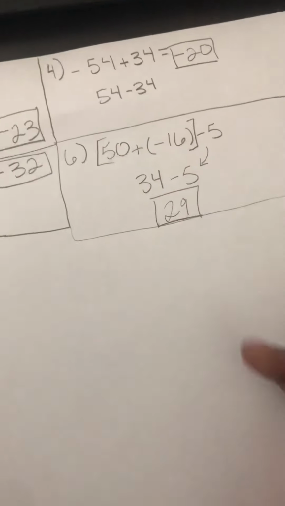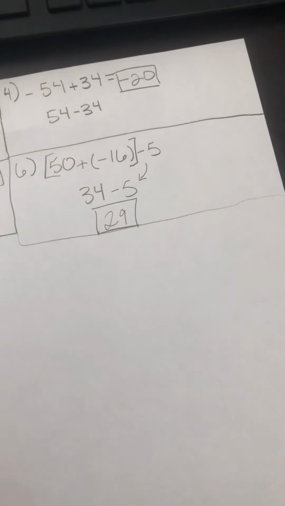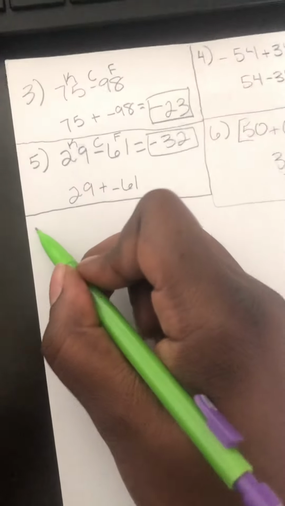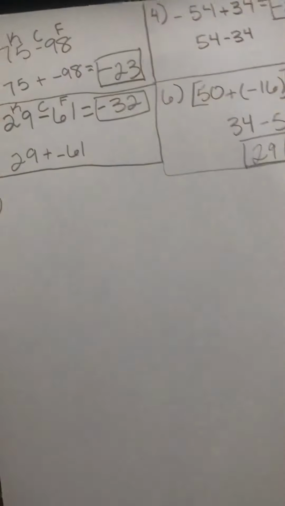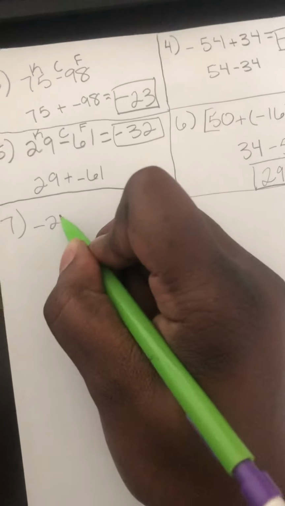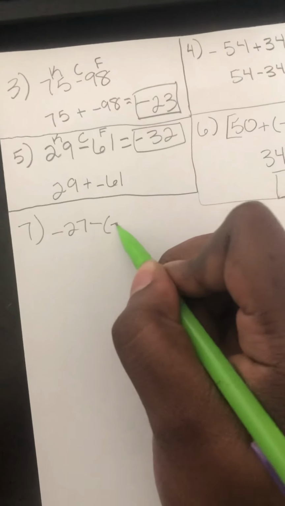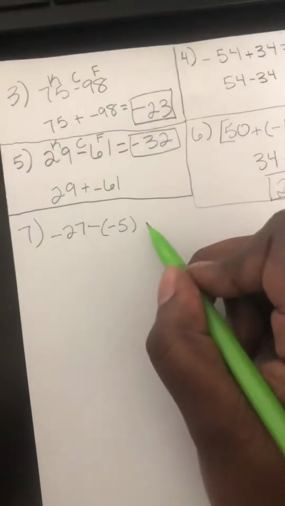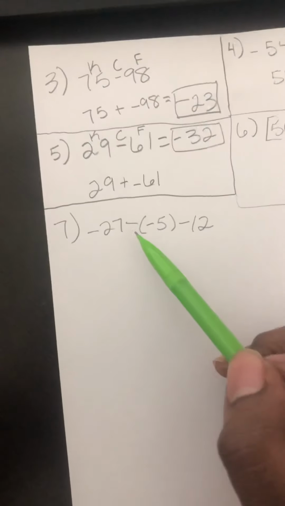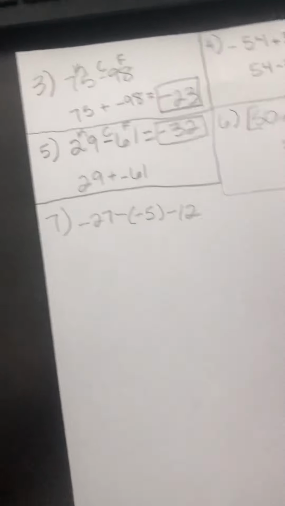And that's it. We'll do one more just to make sure that we are super clear and it's crystal cool. So we're going to go down. This is going to be number 7. And number 7 is going to say negative 27 minus negative 5 minus 12.